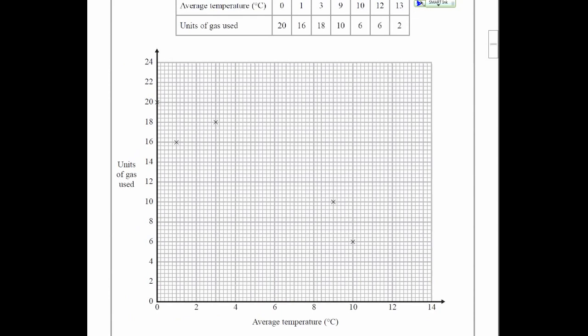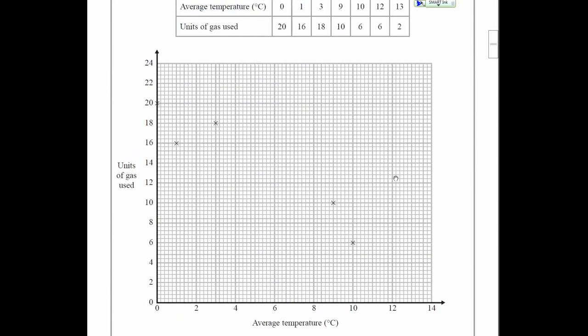Okay, so units of gas is going up the side, and average temperature is going along the bottom here. So, 0, 20: 0 average temperature, and 20 units of gas used has already been done for you. Okay, 1, 16. You can use these to check that you're going to do it right when you come to do it. 3, 18.